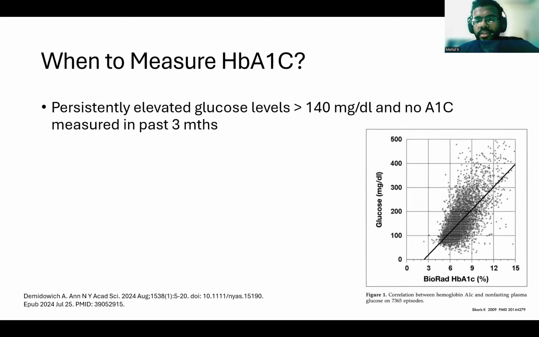As you can see in this graph here, if you look at an HbA1c of 6, which is basically the pre-diabetic range, you can have a wide variety of non-fasting glucose levels, anywhere from 350, 400 all the way to 100. So you really cannot predict what the underlying glucose control of a particular patient is like just from random blood sugar levels.